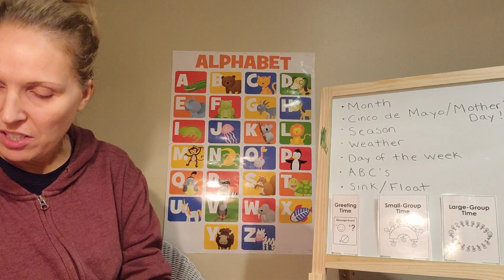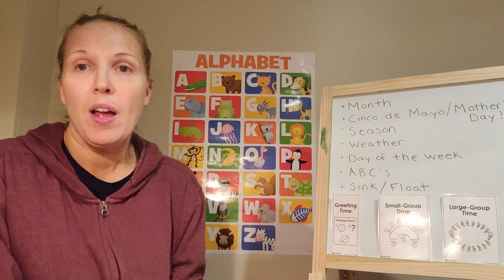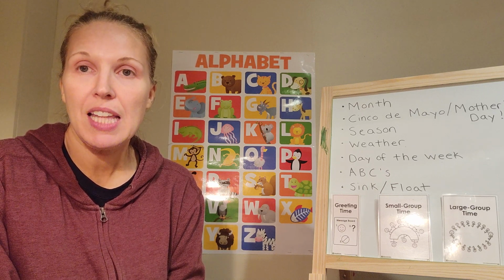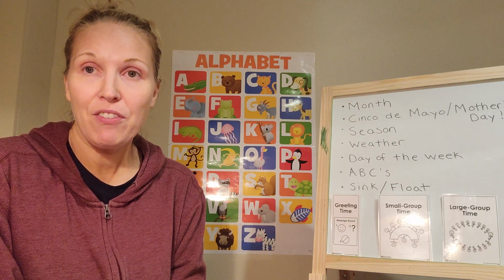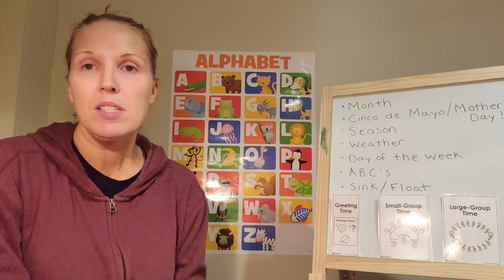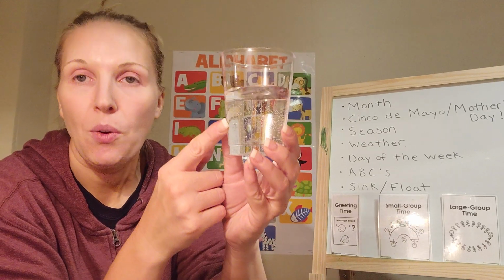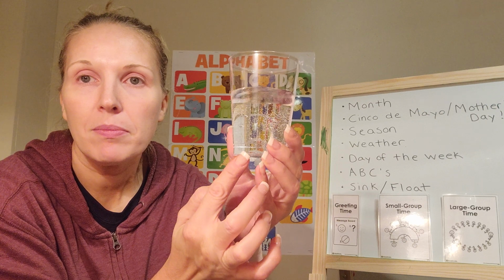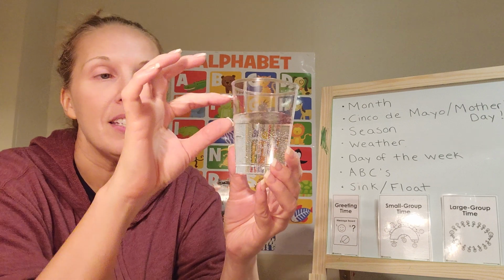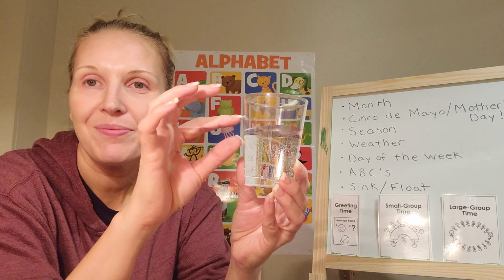The next thing I want to talk to you about is the book that I read to you. If you watched my read aloud video, you saw that we were talking about things that sink and things that float. What does it mean to sink? Well, when something sinks, that means when you drop it into a liquid like water, it will fall to the bottom. And if it floats, that means when you put it in a liquid like water, it stays on top of the water and kind of floats around and bobs around.